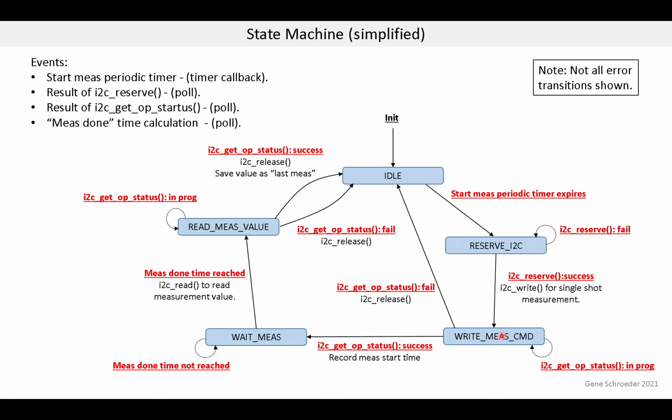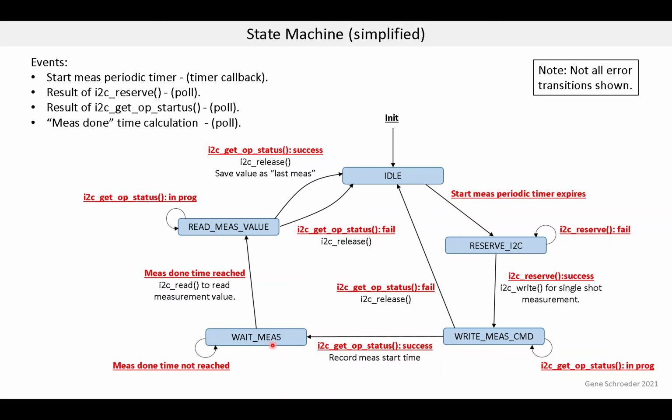In write measure command, we call I2C get op status to check on the write operation. If we get an in progress result, we stay in the state. If we get a failure, we go back to idle. We'll try again next time. But we hope that we'll get a success. And in this case, we record the time, which is the beginning of the measurement, and we move to the wait measurement state. So in wait measure state, we calculate how long we've been there.